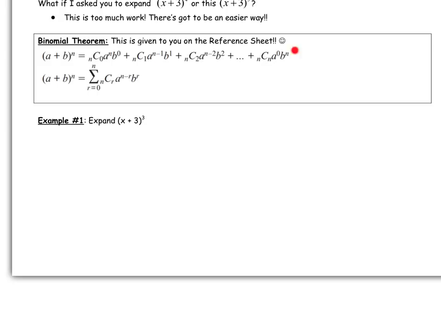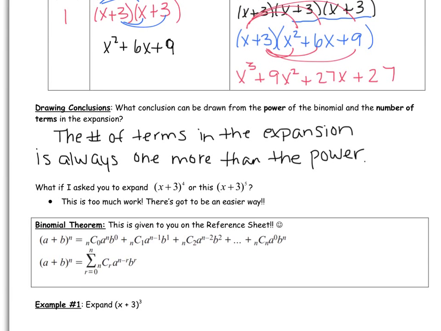Now, at first glance, this formula looks a little intense. But if we break it down a little bit, it actually might not be so bad. So let's do it by example. So I'd like to expand x plus 3 to the third. And we already know what the answer is supposed to be. And we just did it right up here. So let's see if we can get that same thing by using this formula here.